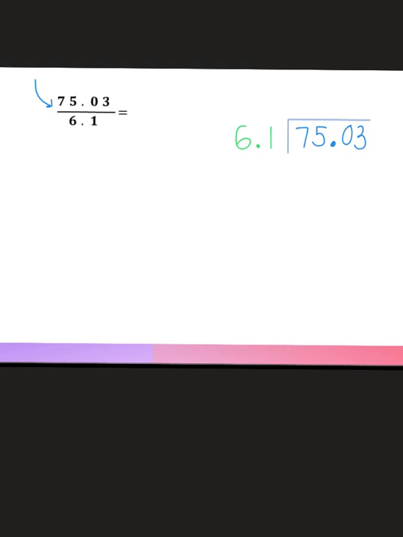Need to make my divisor into a whole number, so I need to slide my decimal. This problem, I only need to slide it once to the right. Whatever you do to the outside number, you have to do to the inside as well. So I'm going to rewrite my doghouse. And my new problem, I'm going to move that down. My new problem is 750.3 on the inside of my doghouse, and then on the outside is now 61.